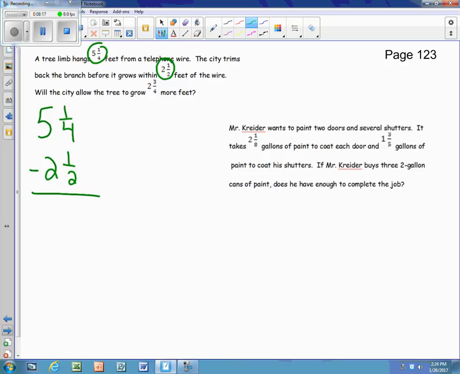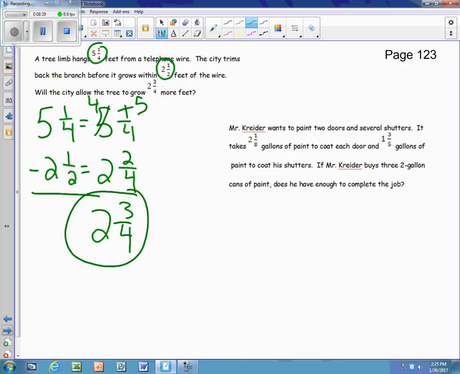And if we cut the branch so that it's only 2.5 feet, we can turn this and leave it like this. We have to borrow. And we end up with 2 3/4. And it says, will the city allow the tree to grow 2 3/4 more feet? Well, this is how much more room we have until it's this far away. So they will allow it.